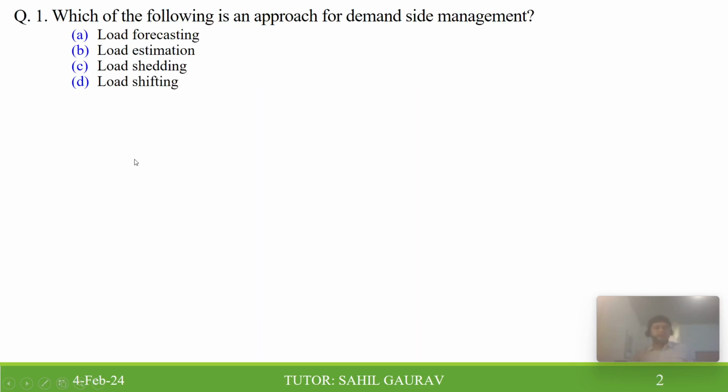In today's session, most of the problems are theoretical type, and assignment number 3 that you have to submit by 14th February, I think, is also theoretical type. So the first question is: which of the following is an approach for demand side management? The options are load forecasting, load estimation, load shedding, load shifting. If you know the answer, you can type it in the chat box, or you can speak also if you want.